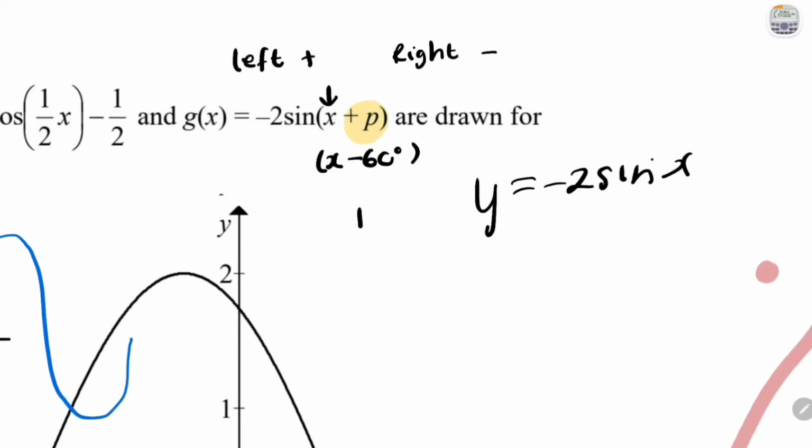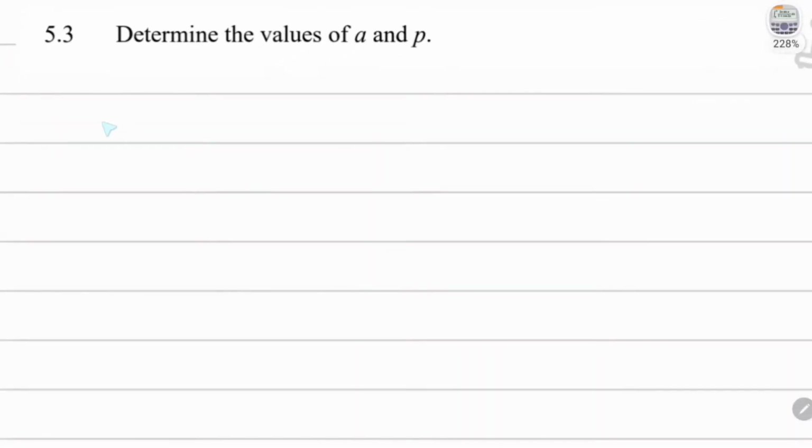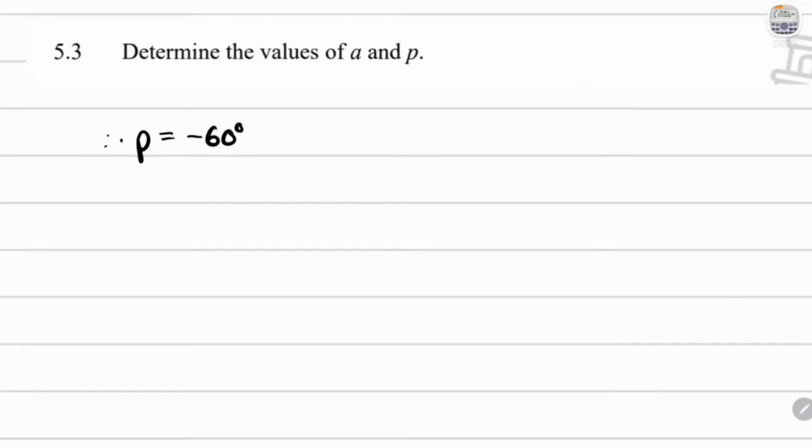So do you see the value of p? P is equal to negative 60 degrees. And that's how we find that. Okay, so you have to think about what the original function looked like. P is equal to negative 60 degrees.